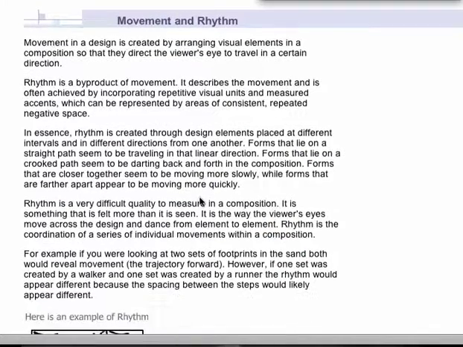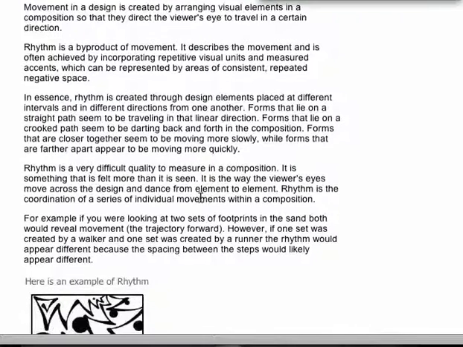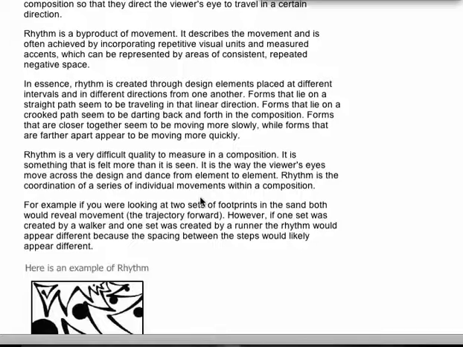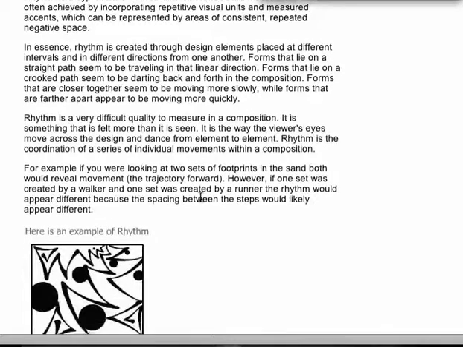Let's go to movement and rhythm. Movement in design is created by arranging visual elements in a composition so they direct the viewer's eye to travel in a certain direction. Rhythm is a byproduct of movement. It describes the movement and is often achieved by incorporating repetitive visual units, in other words, creating a pattern.